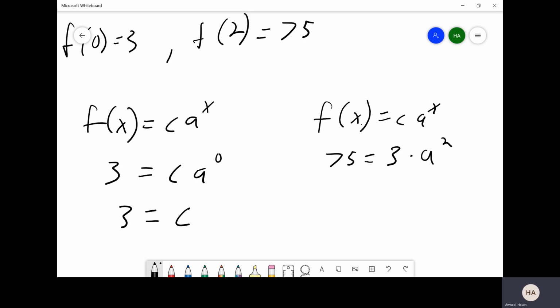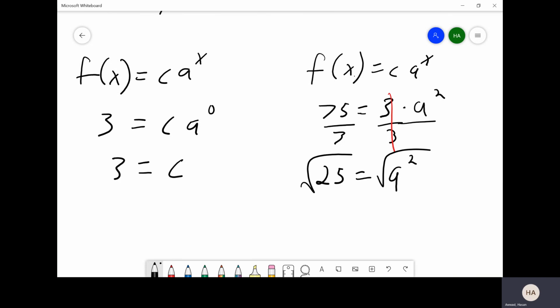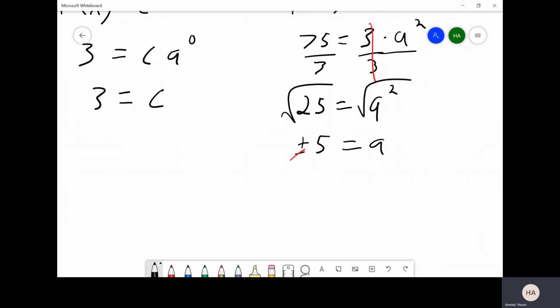So solving for a, I'm going to divide both sides by 3. Divide by 3, divide by 3. And what happens here? 75 divided by 3 is 25. On the other side, 3 times a squared divided by 3, well, the 3s are just going to cancel out, which is what we wanted, so that we can isolate a. So we have 25 is equal to a squared. We do the same thing, right? We square root both sides. We know we're going to get a plus or minus here. So we get plus or minus 5 is equal to a. But once again, we can get rid of the minus because we know a has to be positive. Our base always has to be positive here. So we get a is equal to 5.